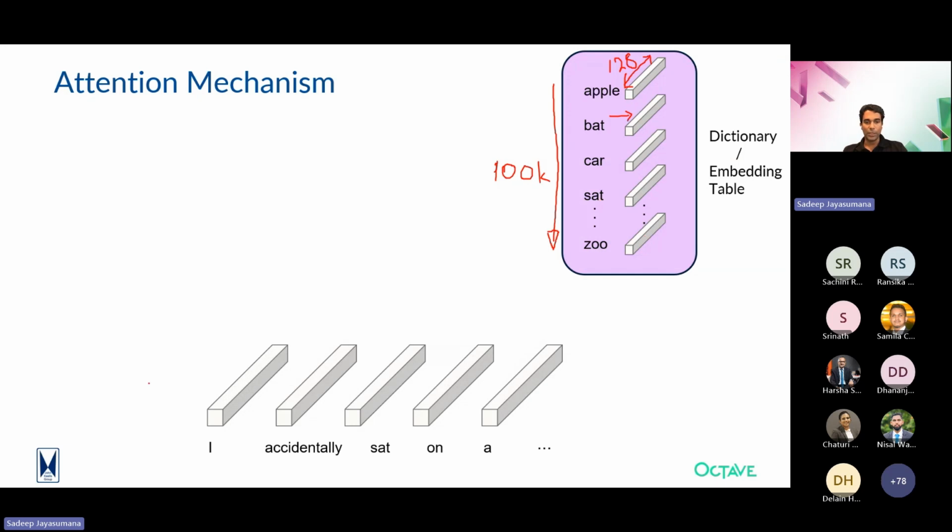And then what we first do is we go and look up in this dictionary what's the vector corresponding to this word I. It will be there somewhere between C and S. There will be the word I, and there will be a vector corresponding to that. And then we just bring that vector over here.